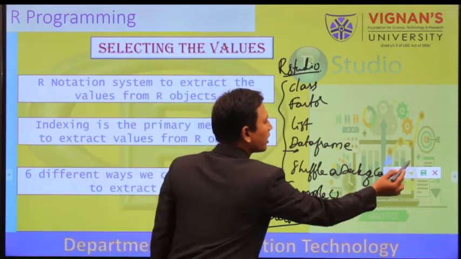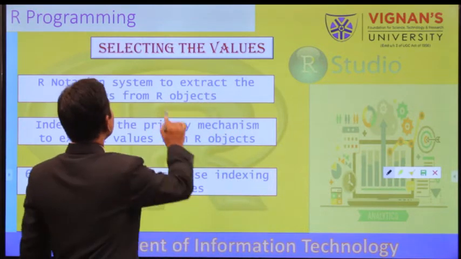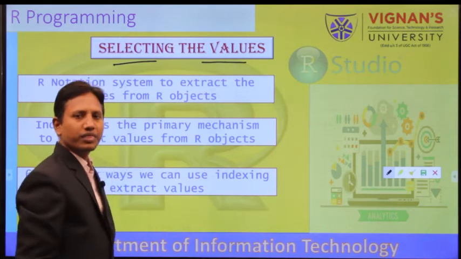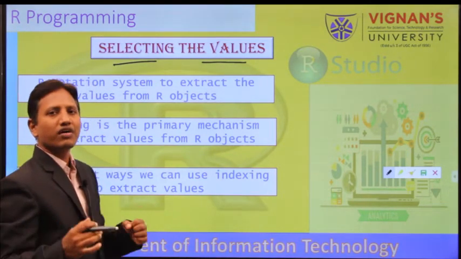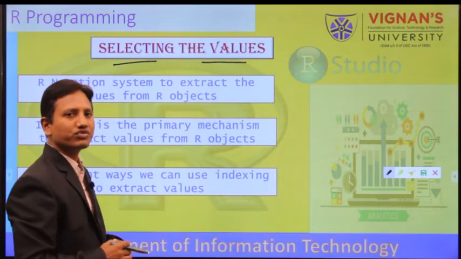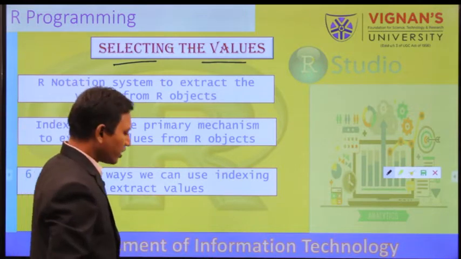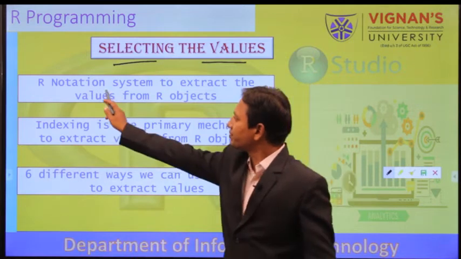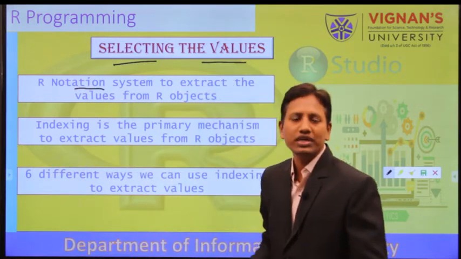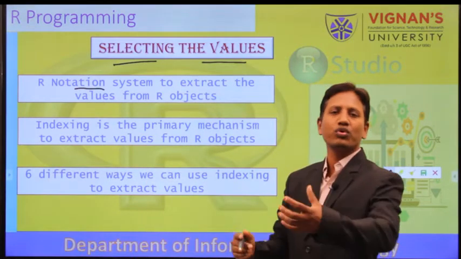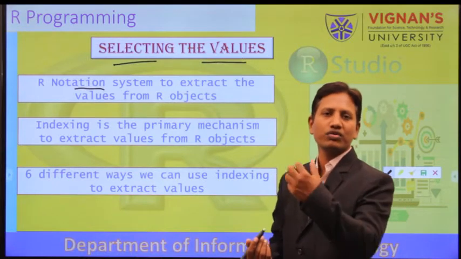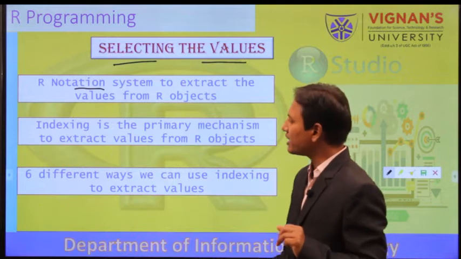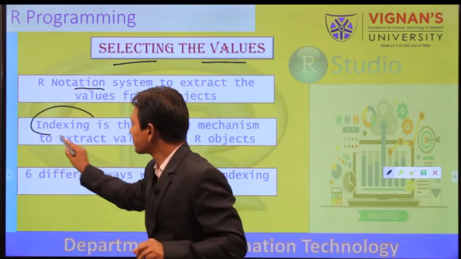So, our topic name is selecting the values. What are the different ways we can select the values? We are going to call this the R notation system. The R programming notation system: how we are going to note the values, how we are going to select the values. The primary notation system is the indexing system.